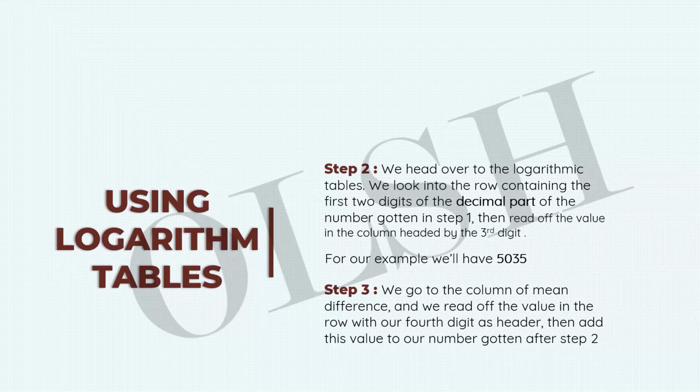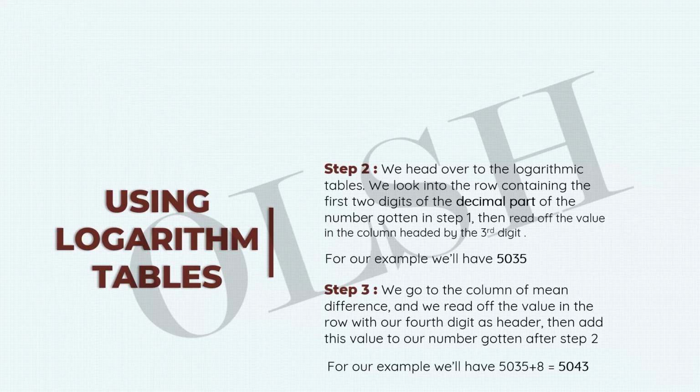So we go to the column of mean difference and we read off the value in the row with our 4th digit as header. Then add this value to our number gotten after step 2. So our 4th digit here, in 0.7027, is 7. So we go to the column of mean differences to read off the value of 7 that collides with the row we're working with. That's the row that has 0.70. So we are going to have 5035 plus 8, because the value of the mean difference we're using is 8. So if we add 8 to the previous number we got, we're going to be having 5043.